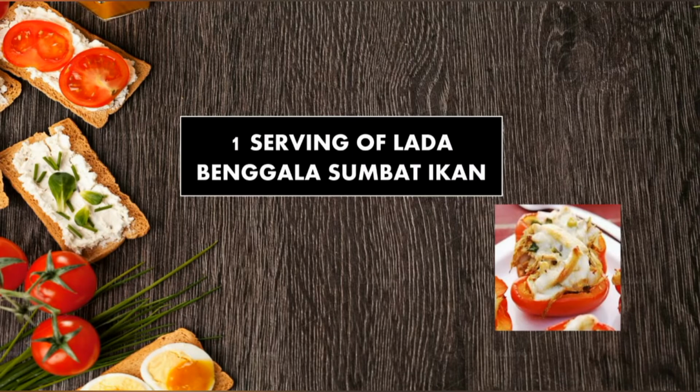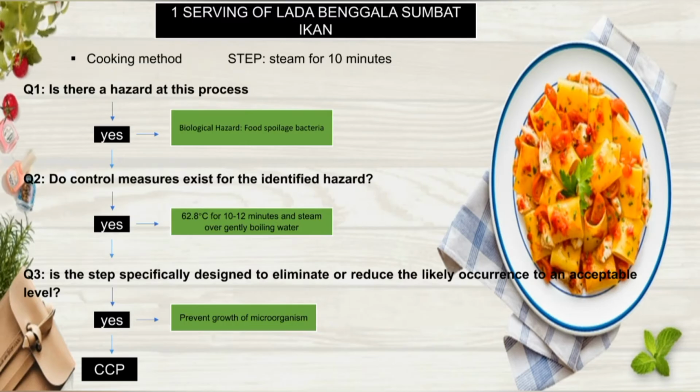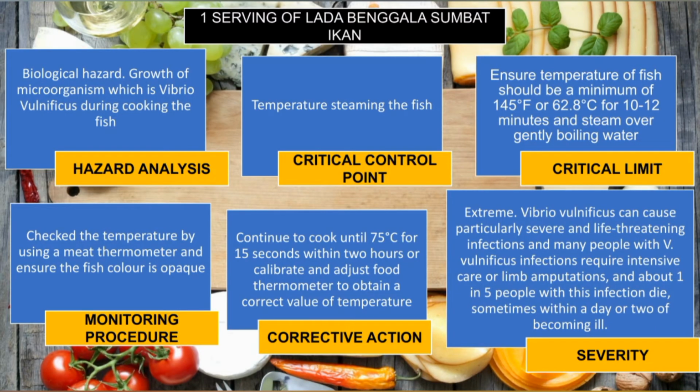And that's why 1 serving of lada benggala sumbat ikan. It is in a cooking method. Step is steam for 10 minutes. Is there hazard? Yes. Biological hazard. Food spoilage bacteria. Do control measure exist? Yes. Cook at 62.8 degrees Celsius for 10 to 12 minutes and steam over gently boiling water. This is the step specifically designed to eliminate or reduce the hazard. Yes, it can prevent growth of microorganism. Thus, it is CCP. So, hazard analysis, biological hazard, growth of microorganism, which is Vibrio vulnificus during cooking the fish.